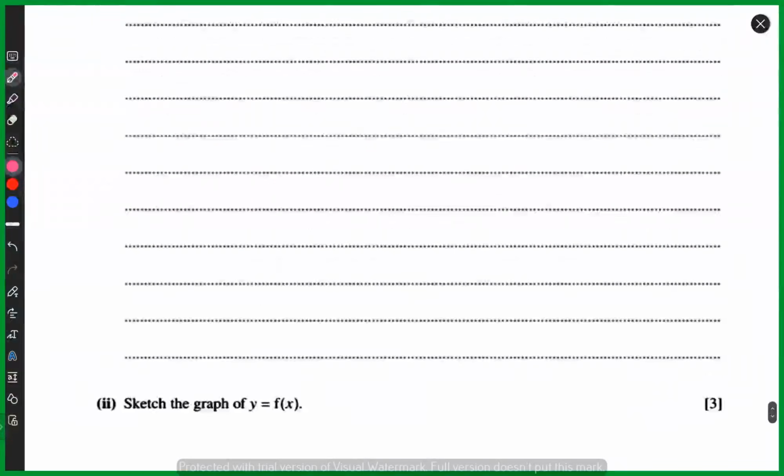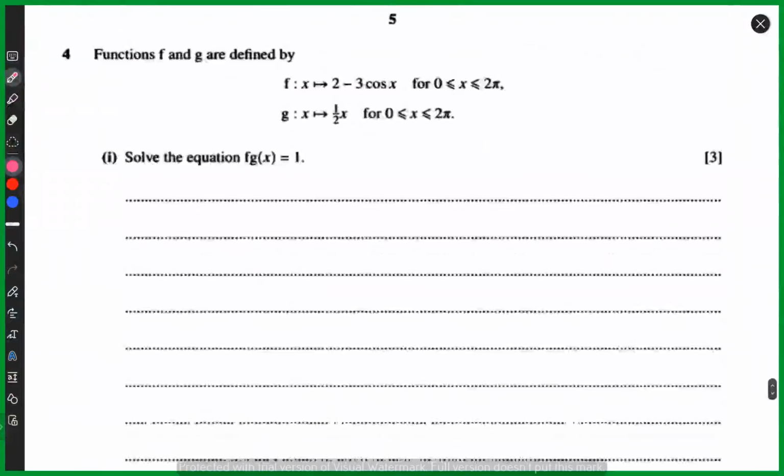All right. So question number 4 of this exam says, functions f and g are defined by f of x is 2 minus 3 cos x, and this is your interval. Look, it's again from 0 to 2 pi. It means 0 to 360. And g of x is 1 by 2x, okay? And again, it is from 0 to 2 pi. Solve the equation f of g of x equals 1. This is what we need to solve.